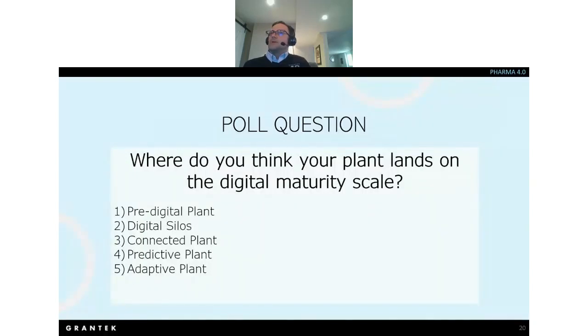All right. Well, it looks like the answers are spread across all of the categories. Looks like we've got a few pre-digital folks, some digital silos, a few connected plants, no predictive plants, but a couple actually answered that they're adaptive plants. So very interesting results. Thanks everybody for voting. That's the last poll question for this presentation.